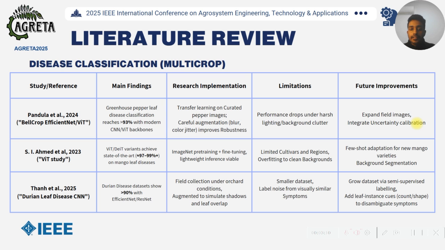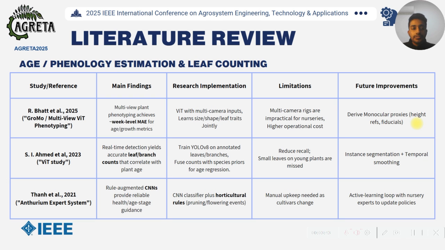Another study used transfer learning to curate paper images to identify diseases, and a vision transformer model by Ahmed provided more than 97% accuracy. An ImageNet pre-trained model was used to identify varieties and diseases of mangoes. A Durian leaf disease CNN application done this year showed more than 90% accuracy using an EfficientNet model for disease classification.